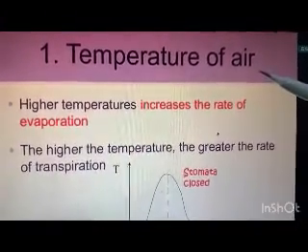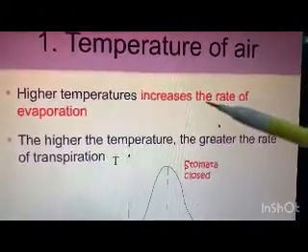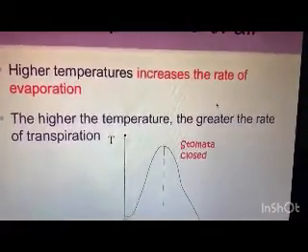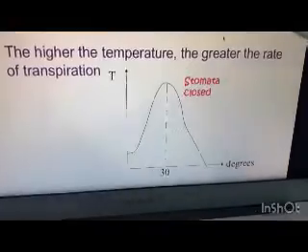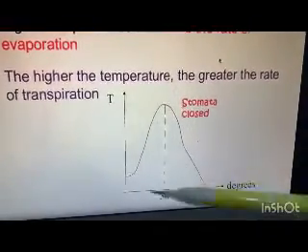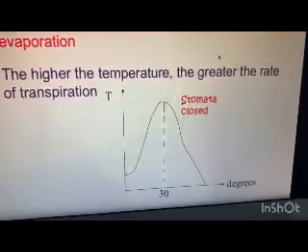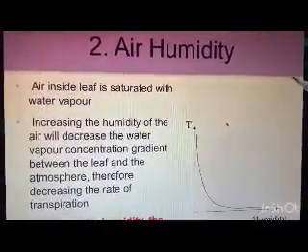Number 1 is the temperature of air. Higher temperatures increase the rate of evaporation. The higher the temperature, the greater the rate of transpiration. If you see in the diagram, they have shown the temperature.